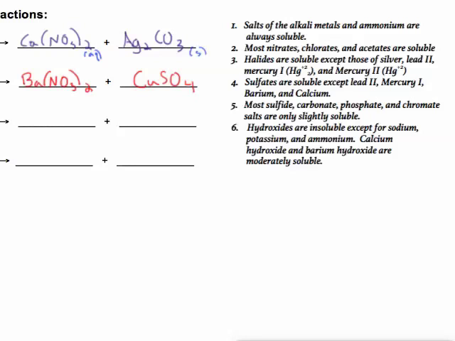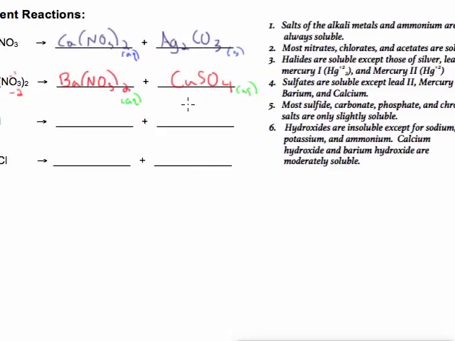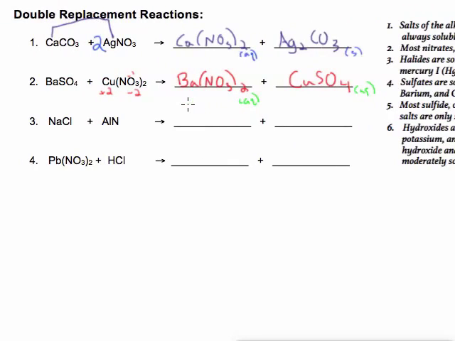We already know that most nitrates are soluble. We used that the last time. So aqueous. And we want to know about copper or sulfates. We have over here that sulfates are usually soluble unless they're lead 2, mercury 1, barium, or calcium. And that's none of ours. So this is also going to be soluble. So that means this reaction doesn't happen. I'm going to put a big NR over here. No reaction. You don't need to balance it because it doesn't happen.